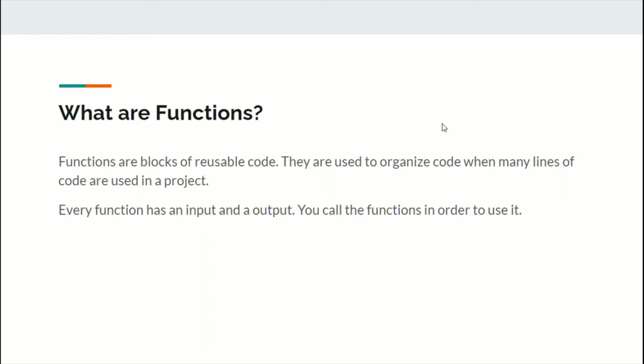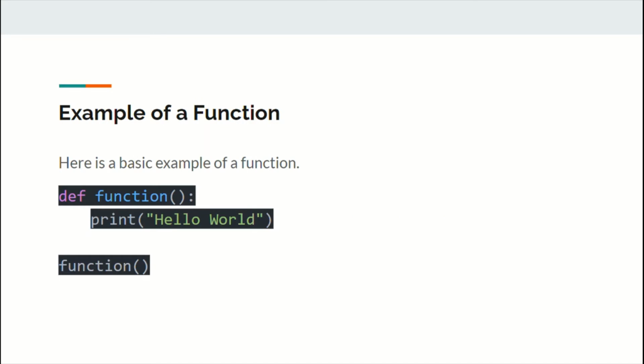So what are functions? Functions are blocks of reusable code. They're used to organize code when many lines of code are used in a project. Every function has an input and an output. You call the functions in order to use them. So now let's take a look at an example of a function.